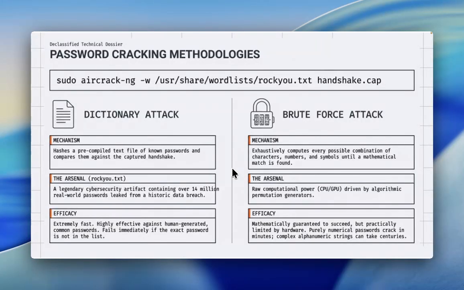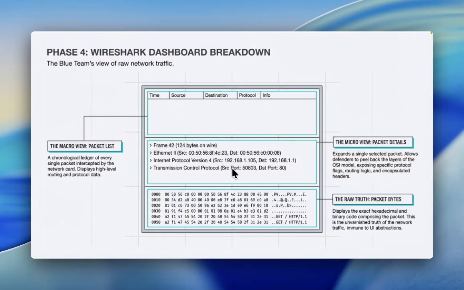Brute force exhaustively computes every possible combination of characters, numbers, and symbols until a mathematical match is found. Raw computational power, CPU and GPU, driven by algorithmic permutation generators, is mathematically guaranteed to succeed but practically limited by hardware. Purely numerical passwords crack in a minute. Complex alphanumeric strings can take centuries.